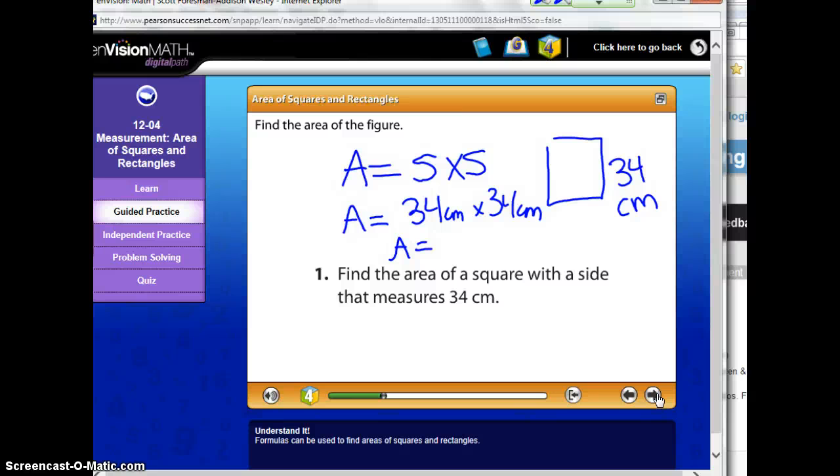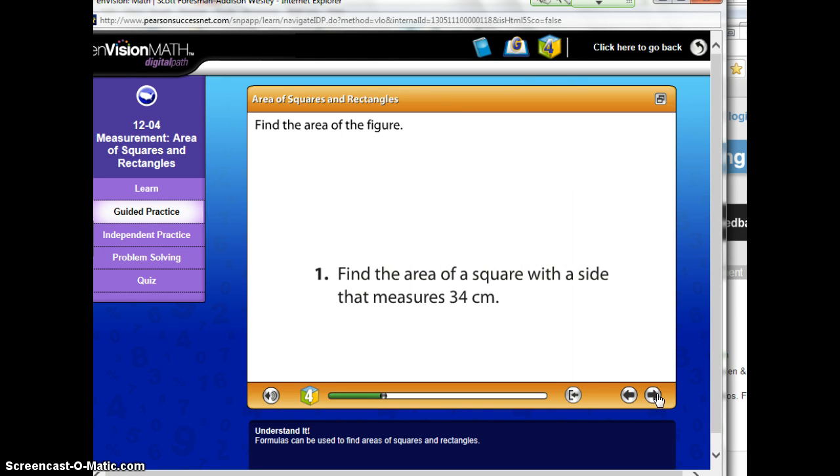Aaron, tell me what you got. 1,156, what now? Centimeters squared. That's right, centimeters squared. How many of you guys are having a little trouble multiplying 2 digits by 2 digits? Oh, good. I was worried. Good. Uh-huh. Easy mistake. Don't let that happen to you today. That's why we practice. Okay, clear your screen. Go to the next one.